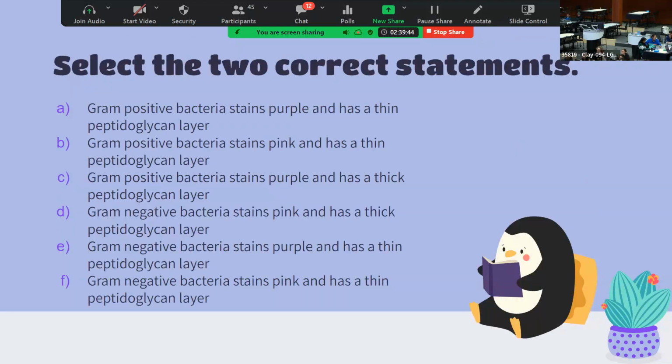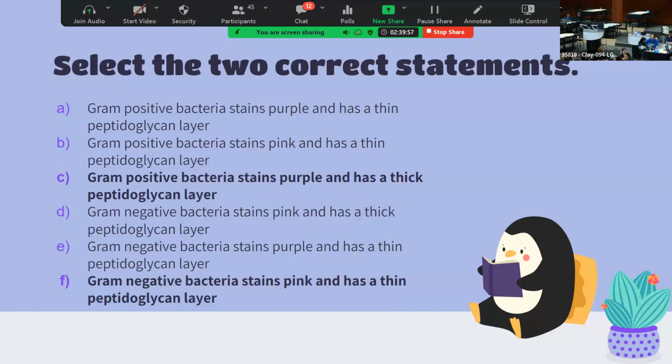All right, this is a long one, so I'll pick a big table. Two correct statements. CNF. How did you read that quick? Yes, CNF. So remember that gram-positive, they stain purple because they have the thick layer that can retain that dye. And then gram-negative, they stain pink because the thin layer doesn't retain the purple dye, so it can then be counter-stained by that pink dye.